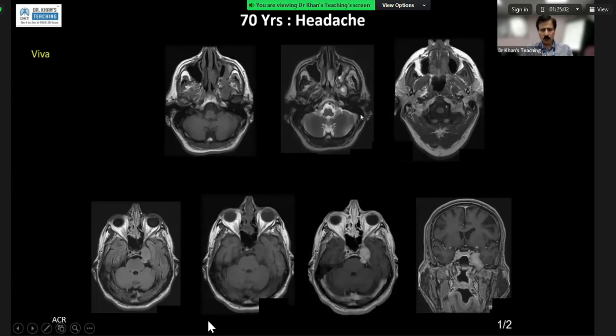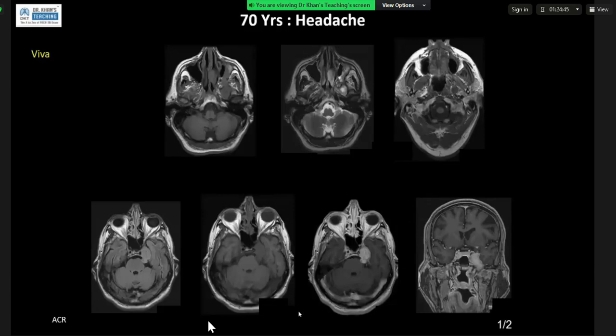T1 weighted sequence, T2 and T1 FLAIR, T1 post-contrast, coronal post-contrast. What is happening here? Can you describe your findings, please? There is a heterogeneous mass lesion, which is centered on the left cavernous sinus, indents on the mesial temporal lobe, and extends posteriorly up to the anterolateral to the pons, and shows avid enhancement. On coronal imaging, this seems to be extending inferiorly.